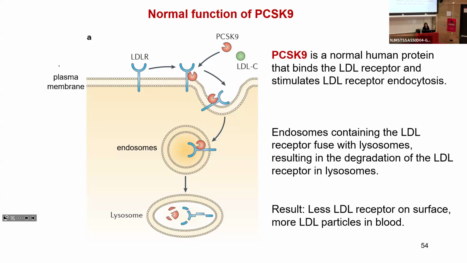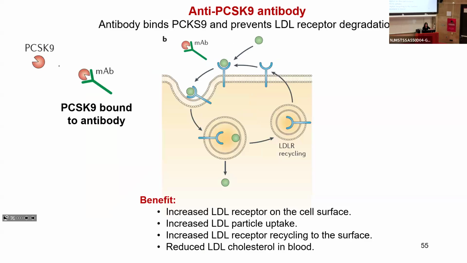So if you can make a drug that inactivates this PCSK9, like takes it out of commission, then the LDL receptor that you have in your body can still do its work, right? And bring the cholesterol in. So the benefit here is that you increase the amount of the LDL receptor on your cell surface, increase particle uptake, recycling of this receptor so it can do its job, and reduce LDL cholesterol in the blood.